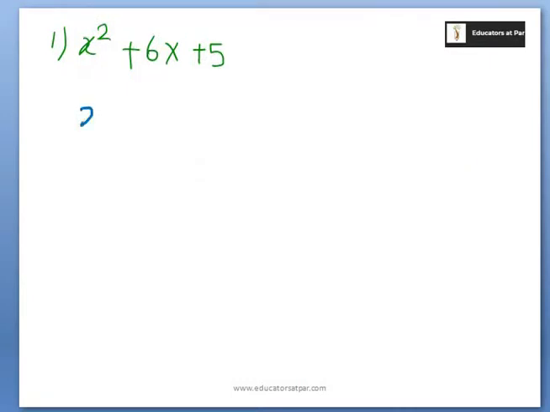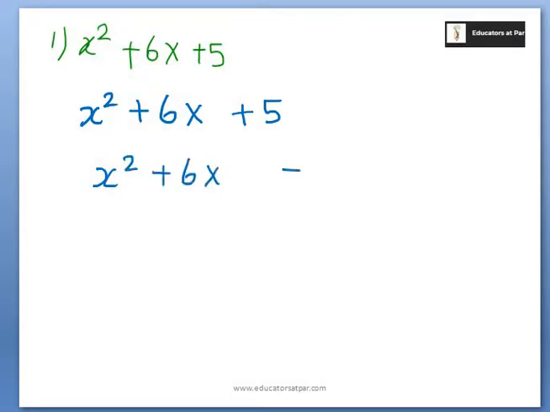Now, x² + 6x + 5. Now we take the constant term to the other side. The constant term is 5. When it goes to the other side, it becomes negative 5.